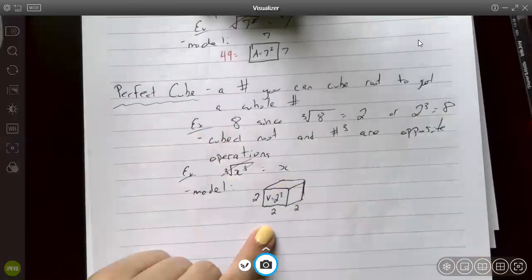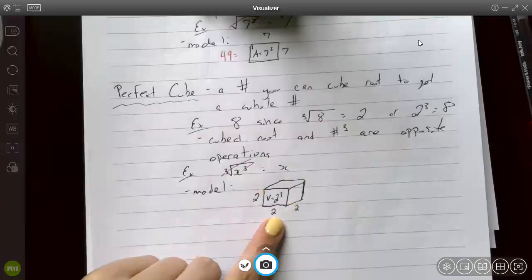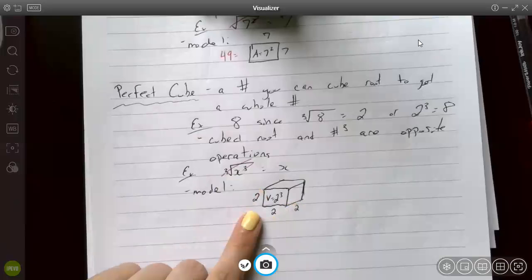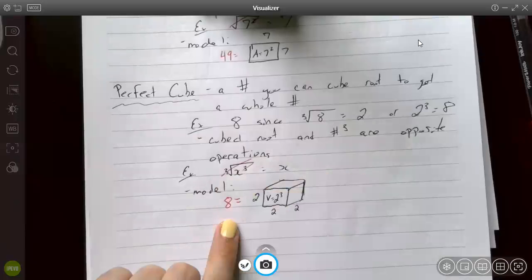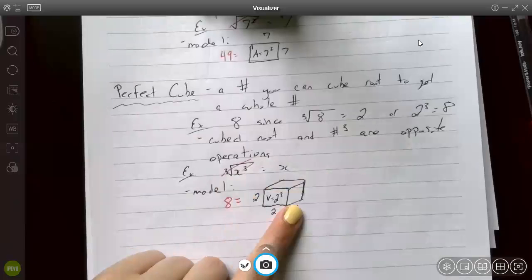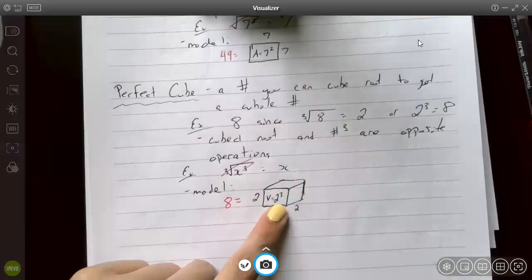And the way that we model this is to draw a cube, then label the height, length, and width with the same number. So this is how we would represent 8, because 2 times 2 times 2, or 2 cubed, is 8. And the reason this little v is here is that the volume of this cube would be length times width times height, or 2 cubed, which is 8.